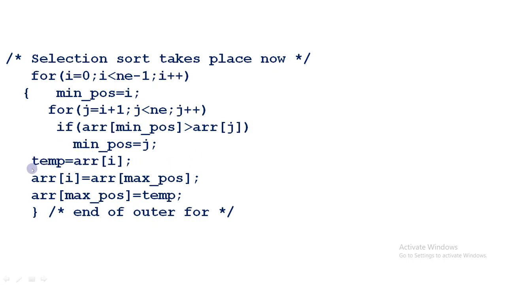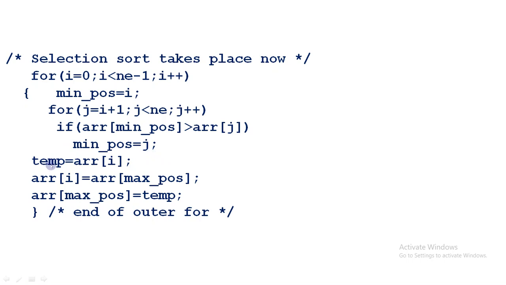Therefore, for the first element I equal to 0, we have left the ambit of the inner for loop. Now we are in the control of the outer for loop. You can notice over here, the outer for loop has 1, 2, 3, 4, 5 statements. The inner for loop has only one statement, that is the if statement, and since the if statement has only one statement, we have never used flower braces. This flower brace belongs to the outer for loop, and this is the end of the outer for loop. Now, after the completion of the inner for loop, I repeat, the minimum position variable will carry along with it the real position where the minimum valued element is found.